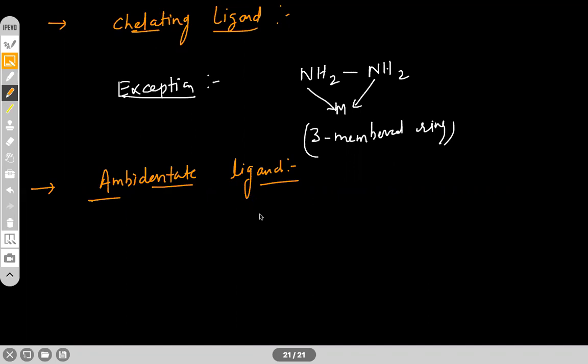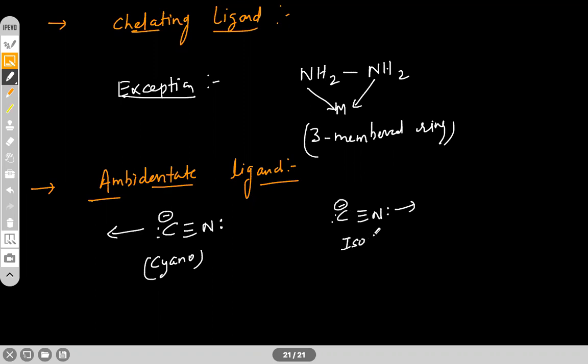So we were talking about ambidentate. CN minus, you see, the ligand is CN minus, a carbon triple bond with nitrogen, one lone pair on nitrogen, one on carbon, and a negative charge. Two donor sites, carbon and nitrogen. If carbon donates, then it is known as cyano. If nitrogen donates, it is isocyano. Cyanides form isocyanides as the minor product.